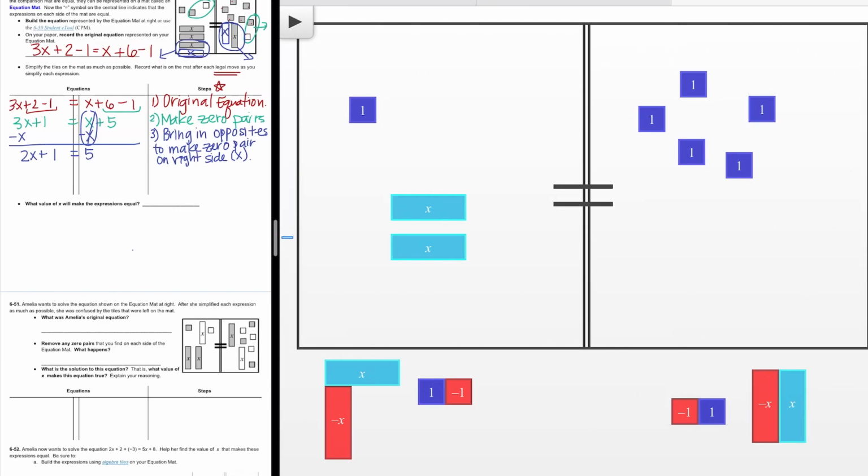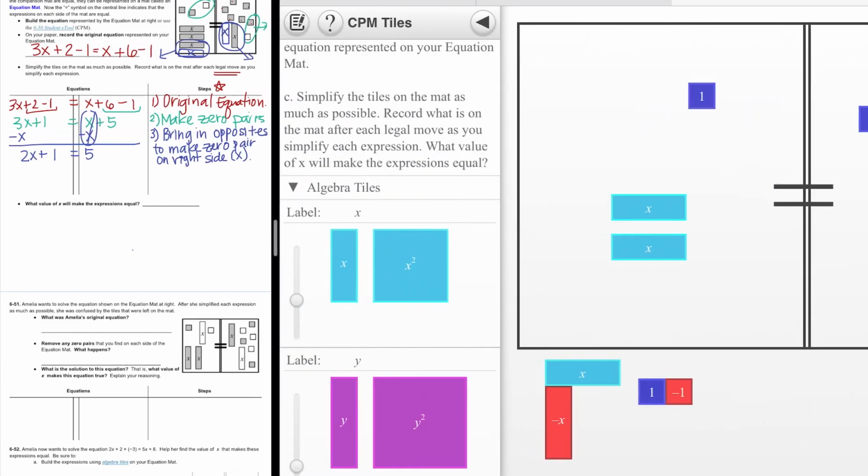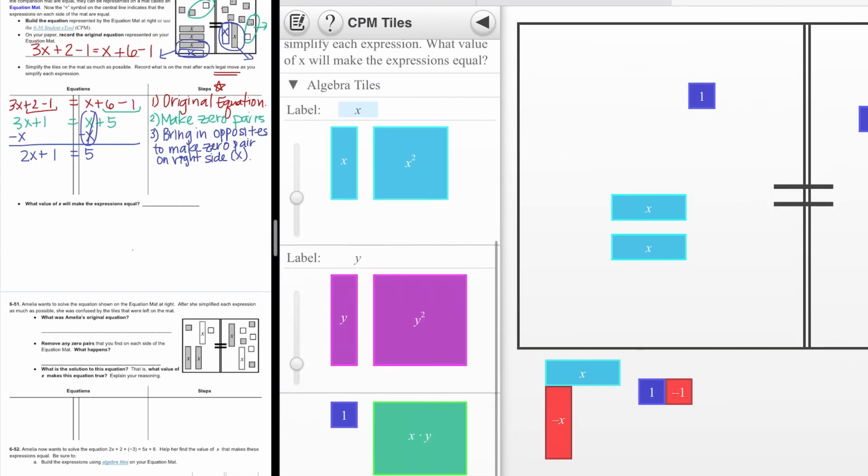So now that I have all the x's on the left side and no x's on the right side, I have to move this 1 unit. To get rid of this 1 unit, I need to bring in its opposite to make a 0 with it. So the only opposite I can bring in is -1. If I have a -1 and a +1, they make an amazing 0 pair again. So if I bring in a -1 there, I have to bring in a -1 to the right.